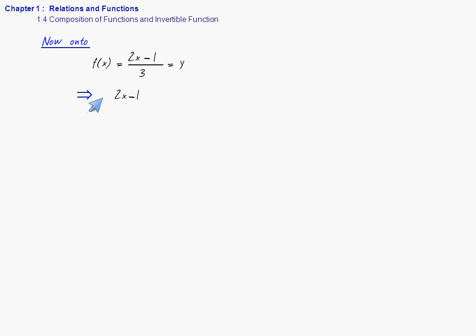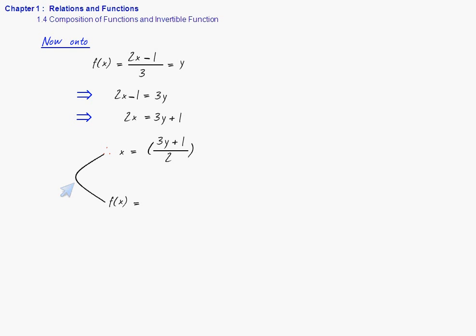So 2x minus 1 equal to 3y, 2x is equal to 3y plus 1, or x is equal to (3y plus 1) by 2. So to each value of y in the range, we can find out a value of x in the domain such that fx is equal to y. Let me verify. For this value of x, let me find again fx, just to confirm. Fx, where x is (3y plus 1) by 2.